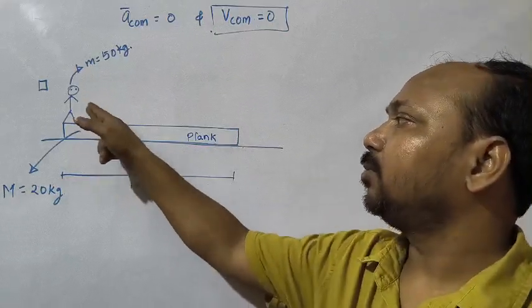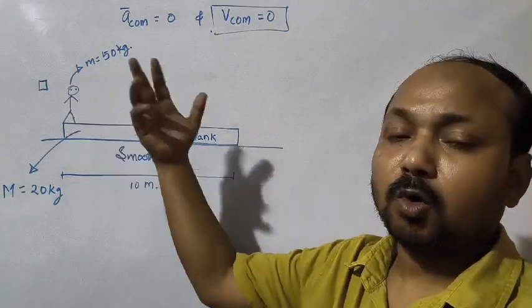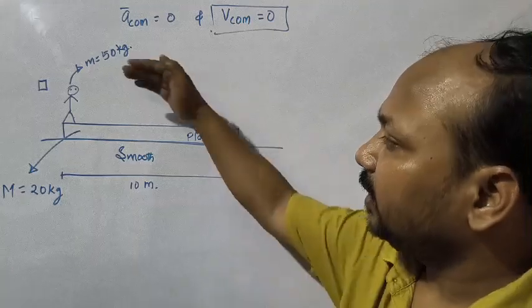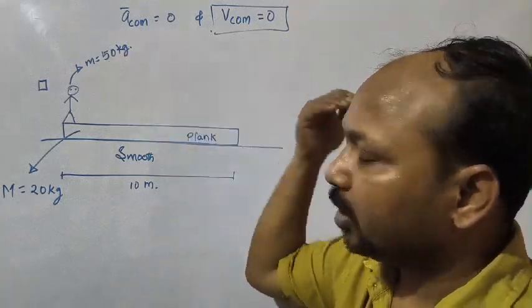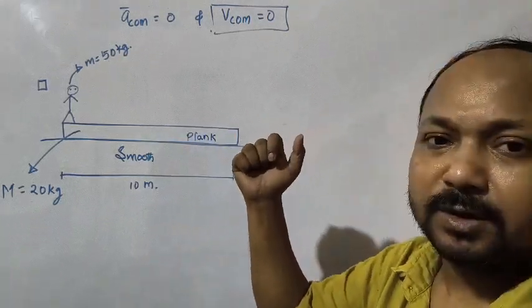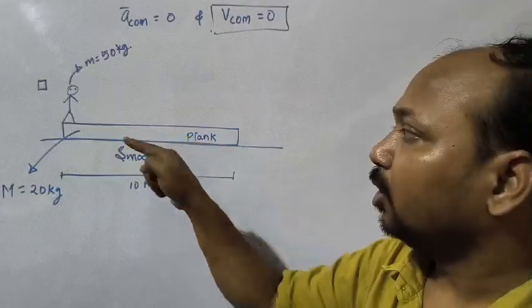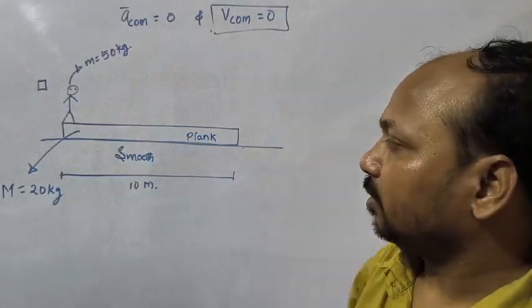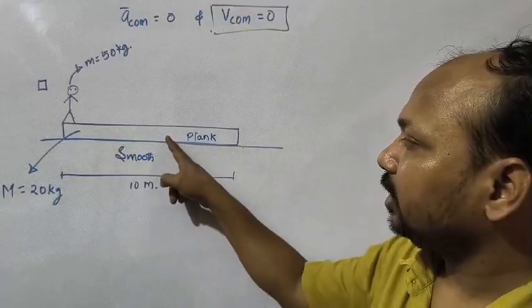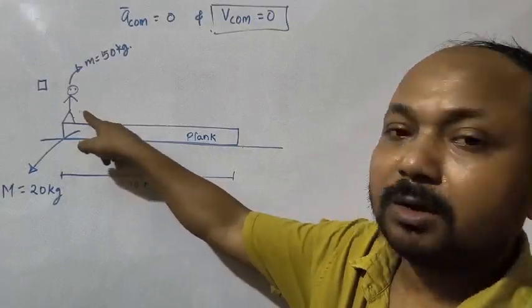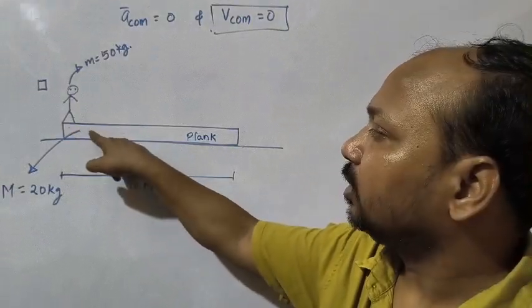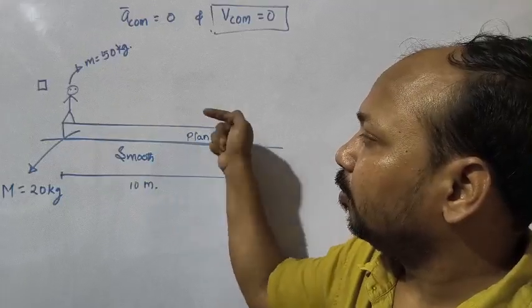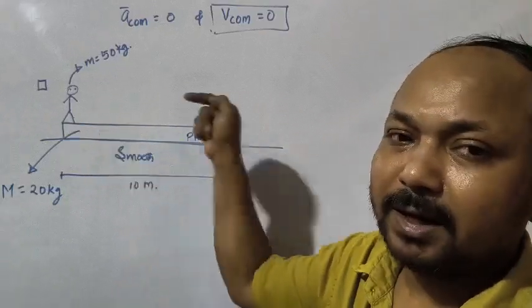Because if it were smooth, he would not be able to walk. When the man starts walking, he pushes the surface in the backward direction, so the friction acting on the man will be in the forward direction. And friction always comes in pairs, so this friction will try to move this plank in the backward direction.